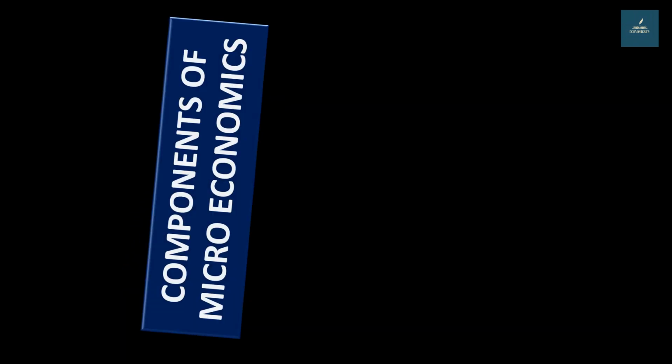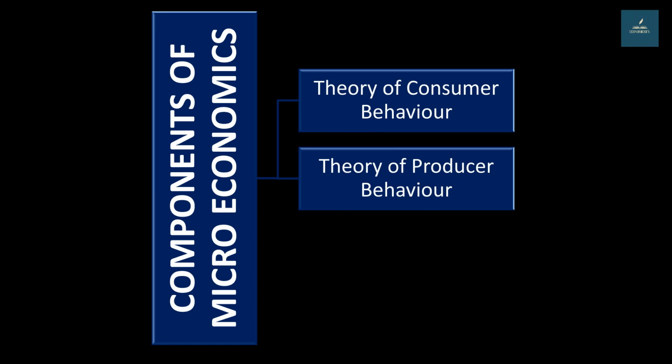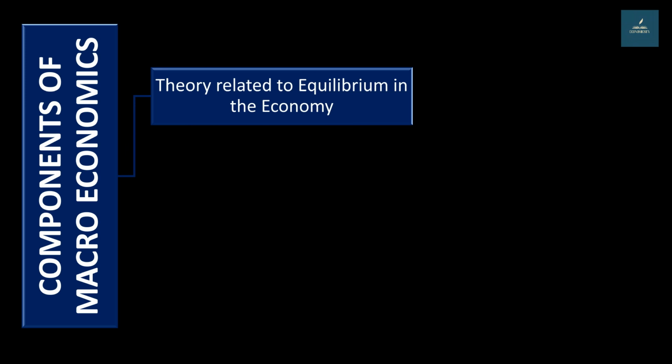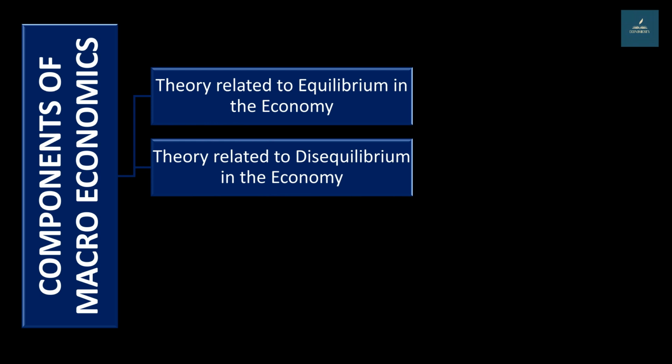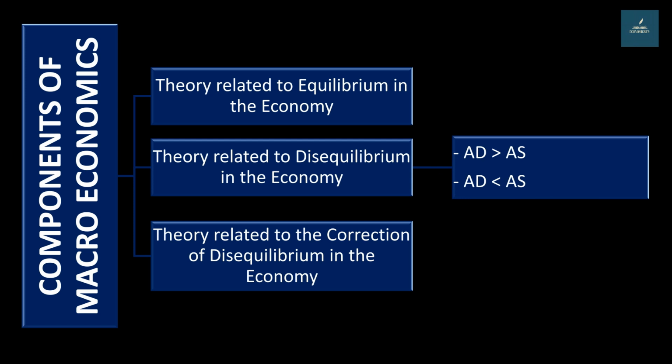Now let me tell you about their components, starting with microeconomics. There are basically three components of it. They are number one, theory of consumer behavior, number two, theory of producer behavior, and number three, theory of price. Next comes components of macroeconomics. They are theory related to equilibrium in the economy, theory related to disequilibrium in the economy, and theory related to the correction of disequilibrium in the economy.